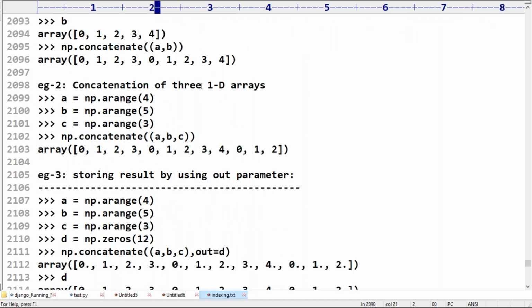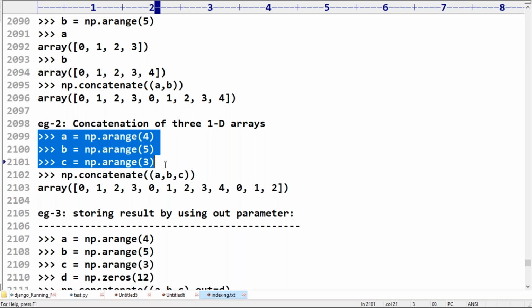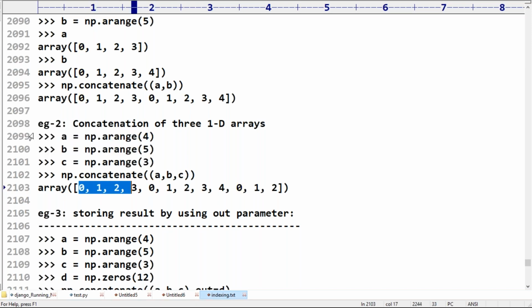Sir, concatenation of three 1D arrays, is it possible or not? np.concatenate of A, B, C. Here just take very special care about this one. We never need to worry about axis here, because only one axis is there, that is the default axis 0. So all arrays must be of the same dimension or not? Please confirm. Yes, they must be the same dimension. Remember this very carefully, sir. Even different sizes, different shapes, no problem here.